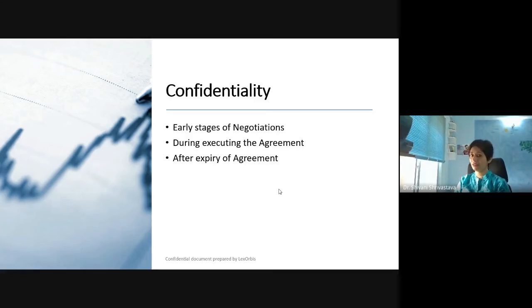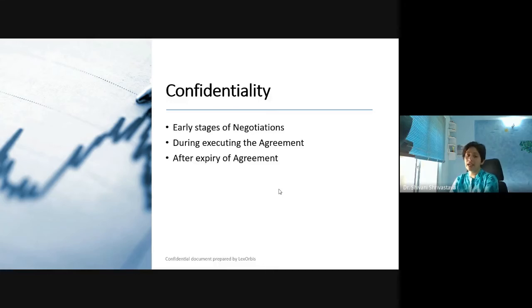When you are executing the agreement, in the process of execution, you have to keep the confidentiality because the agreement is yet to be signed. There are chances that if there is any dispute, the parties may not sign the agreement. That's why all this confidential information should be kept safe.